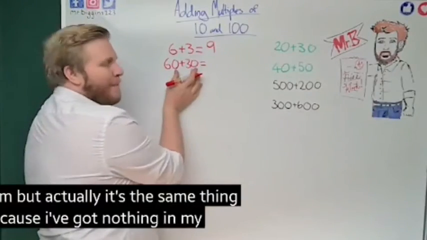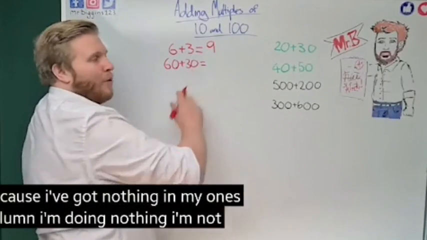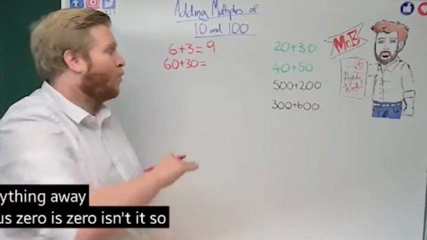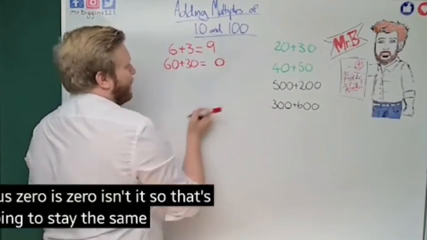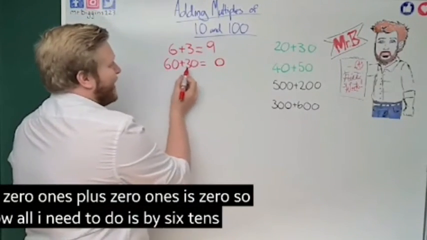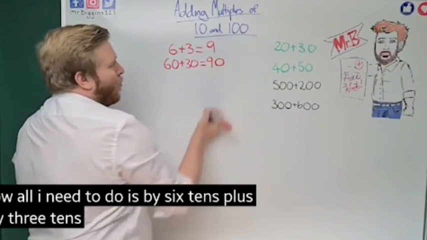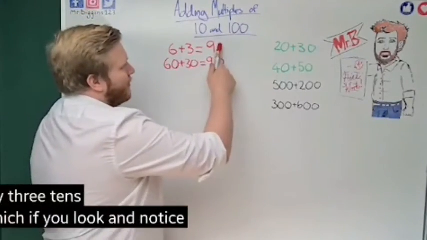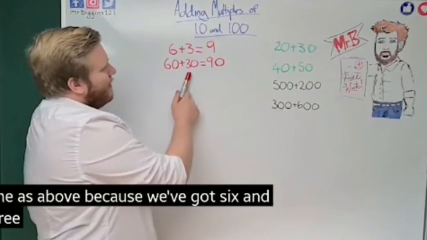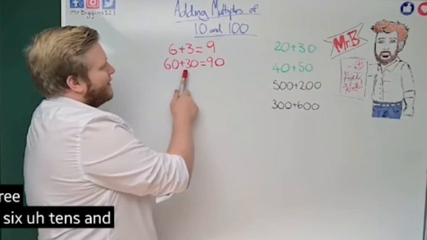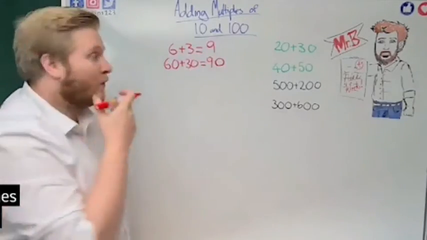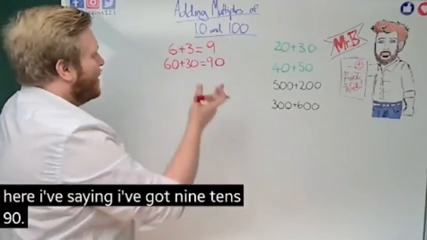Because I've got nothing in my ones column, I'm doing nothing. I'm not adding anything together, I'm not taking anything away. 0 plus 0 is 0, isn't it? So that's going to stay the same. So 0 ones plus 0 ones is 0. So now all I need to do is my 6 tens plus my 3 tens, which if you look and notice, is the same 9 as above, because we've got 6 and 3. So 6 tens and 3 tens make 9 tens, 6 ones and 3 ones make 9 ones. So here I'm saying I've got 9 tens, so 90.